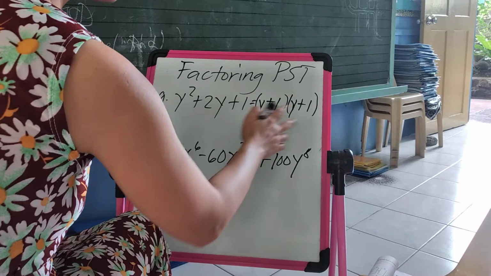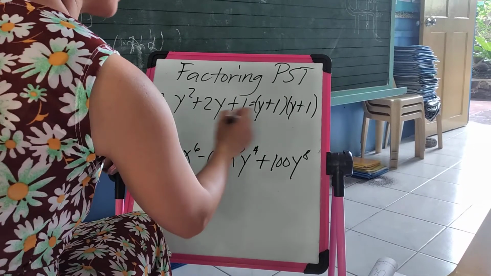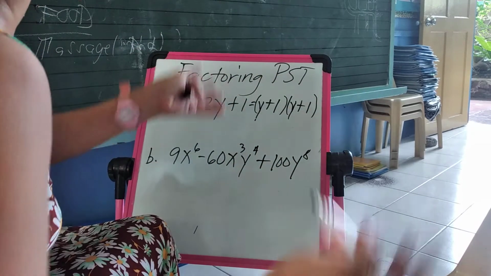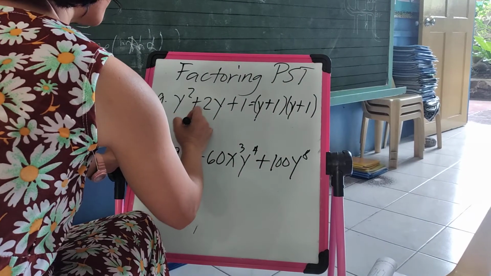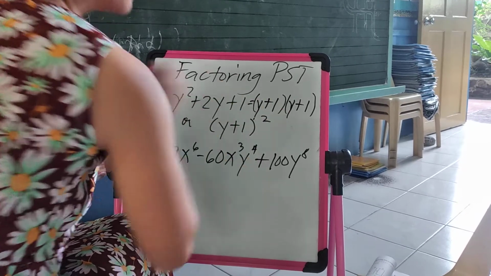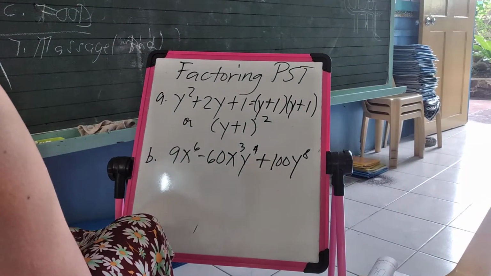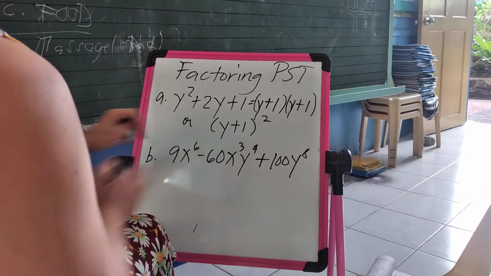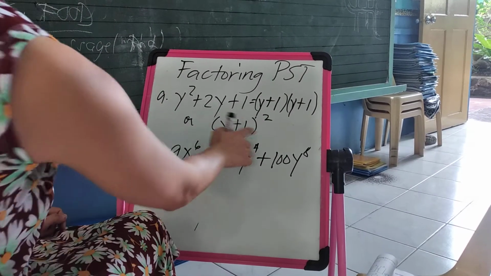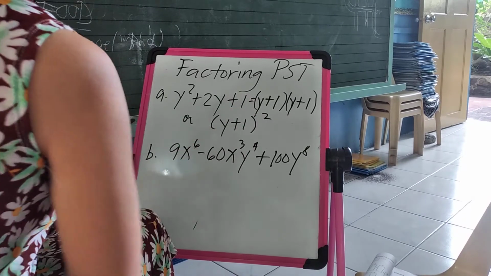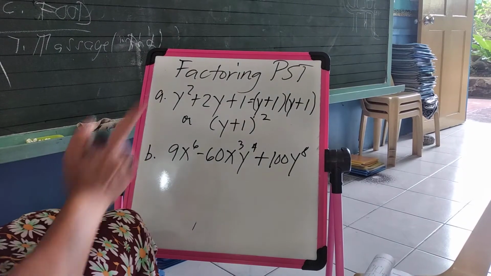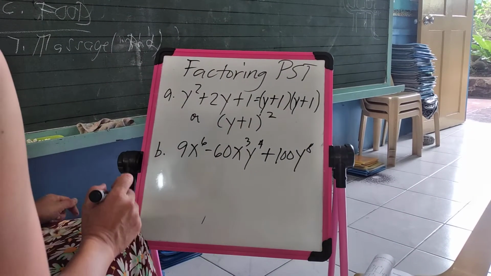And then you can write it in a simpler way: y plus 1, quantity y plus 1, quantity y plus 1. Or you can simply write (y plus 1) quantity squared. Open and close parentheses and square it, because that means there are two of these. That's why we write it as (y plus 1) squared. See? Very easy.